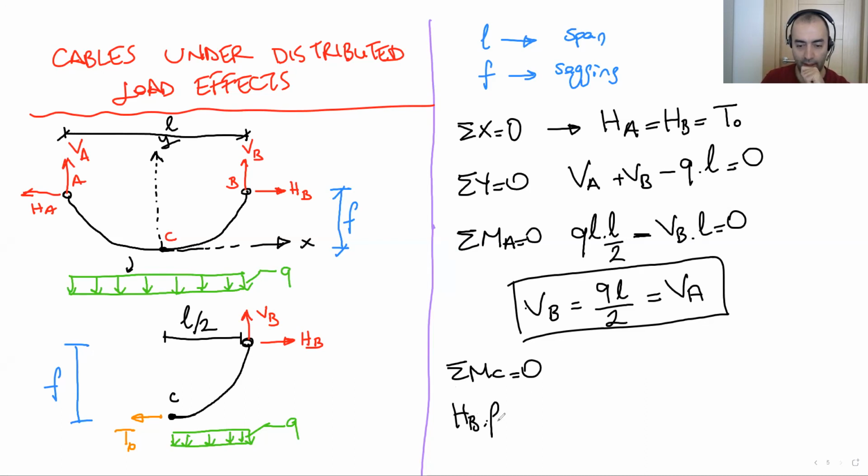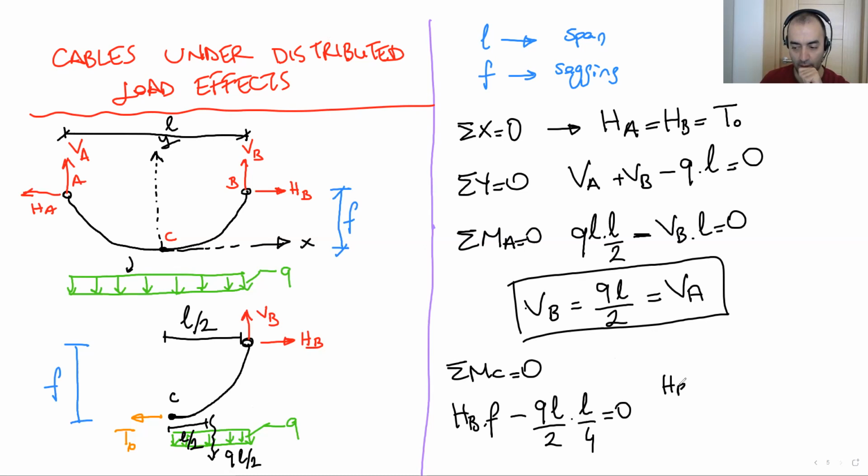HB times F minus QL over 2 times L over 4. This load is QL over 2, and the distance to this point, oh sorry, this point is L over 4. Write it here, times L over 4, equals 0.